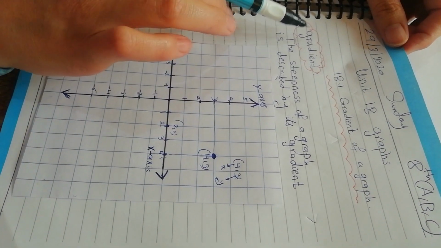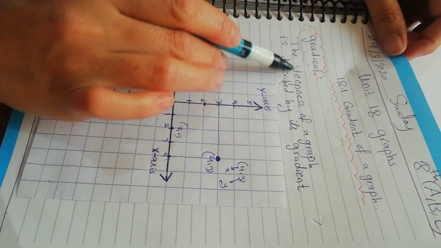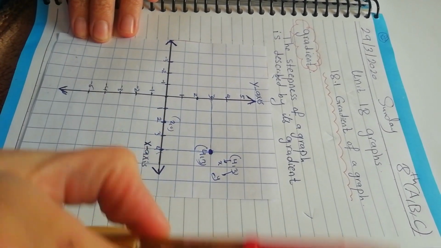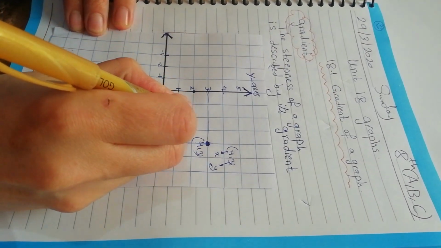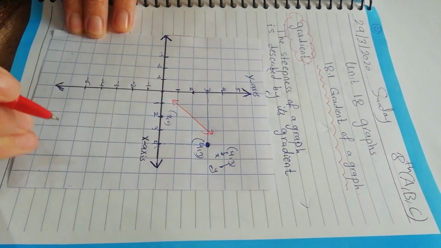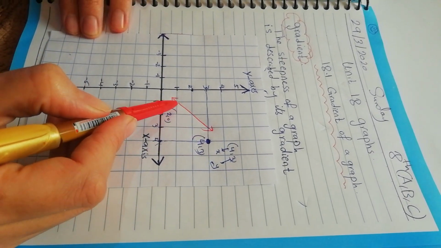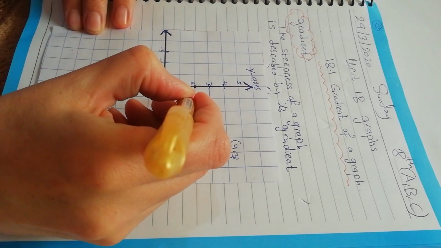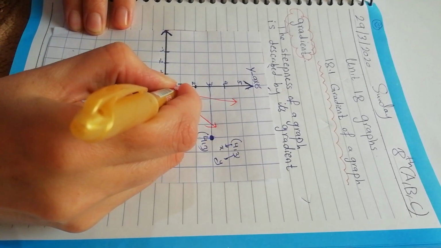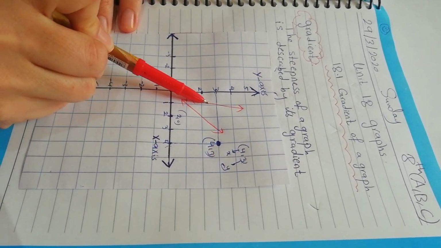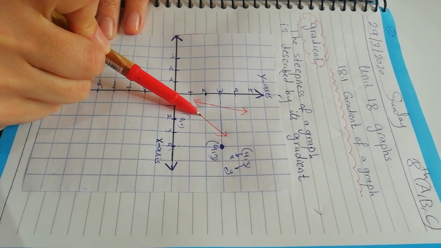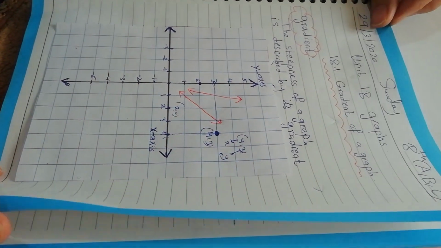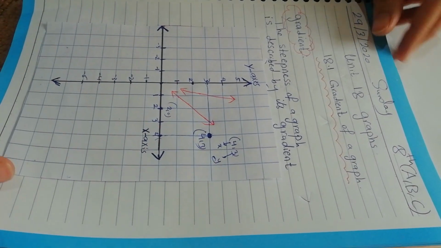Now, let's talk about gradient again. The steepness of a graph. Suppose you have this line. We describe the steepness of the graph by the gradient or the slope. I think it's obvious that this line is steeper than this line, more steep. Now we have to know how we can find the gradient for any graph.